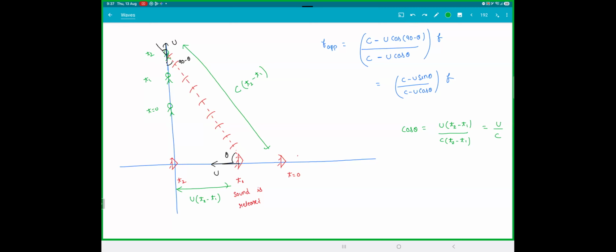All clear with this? So now it is doable. You substitute there and you'll get an answer. Any doubts on this? All clear with this? There, that's a bit about Doppler. With that, we are done with waves.